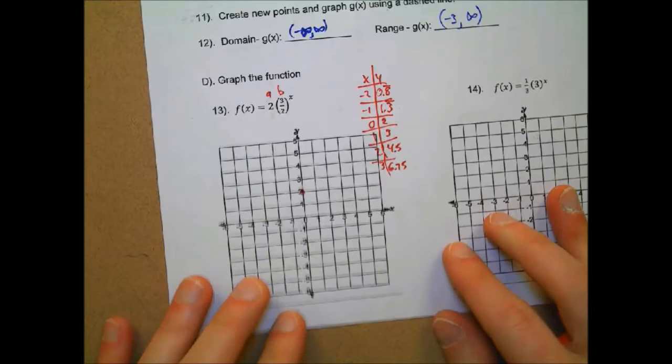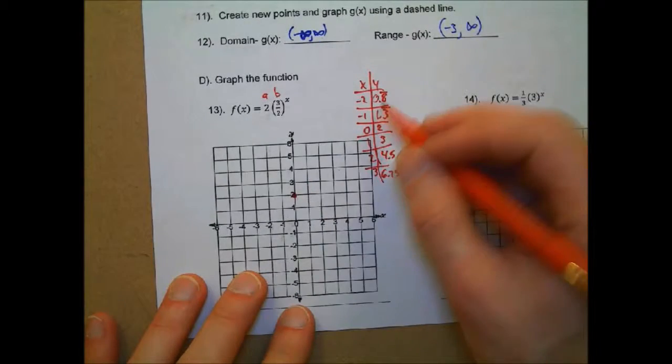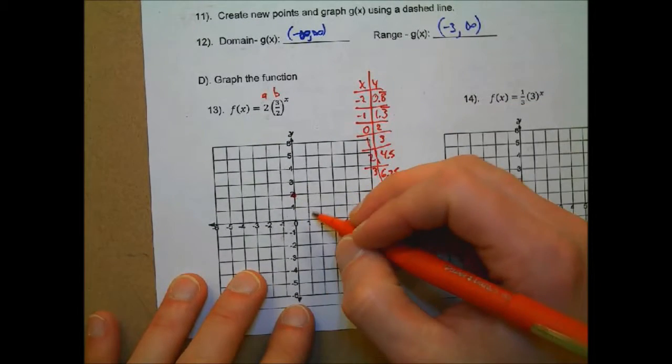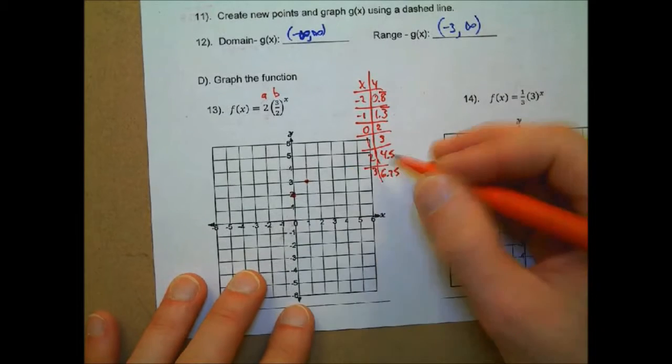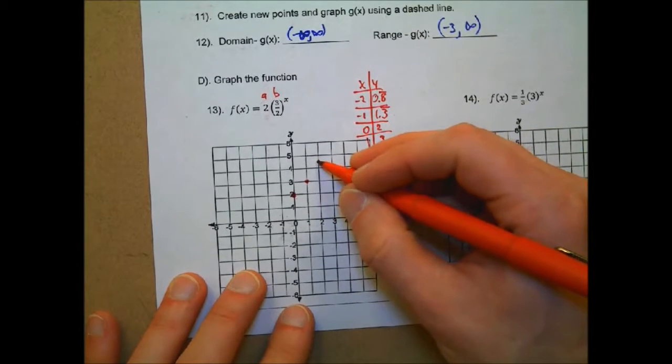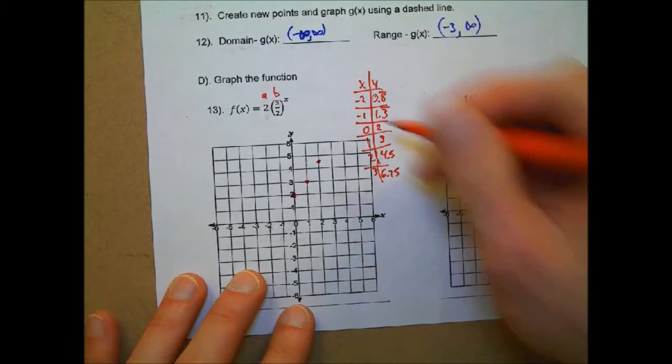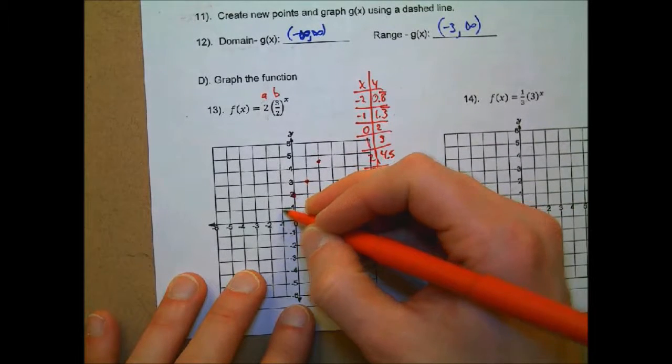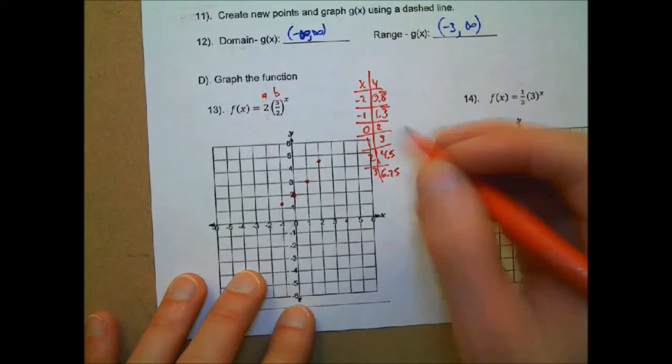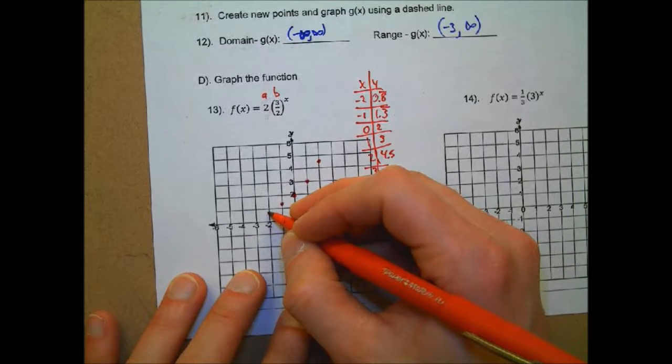All right. So we'll, again, just plot your points then from your table. So 0, 2, 1, 3, 2, 4.5, and then I can't quite fit the 3, 6.75. -1, 1.3, so something like that, and then -2, 0.8 repeating, okay? And so we'll just go down like this.